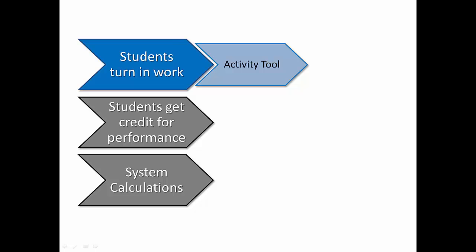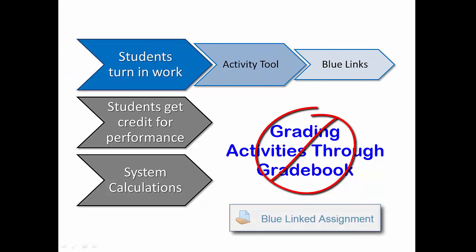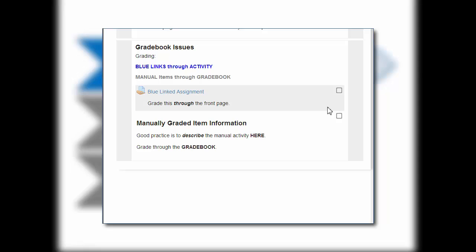Returning to the first type of record, where students digitally turn in work, it is important to realize that these should be graded through the activity tool itself on the front page and not through the Gradebook. This type of record is always indicated by an active blue link both in the Gradebook and on the front page. By clicking on the activity itself, you are taken to the grading tools within that activity that allow you to assess the student work most efficiently.